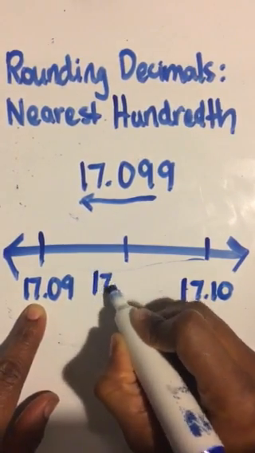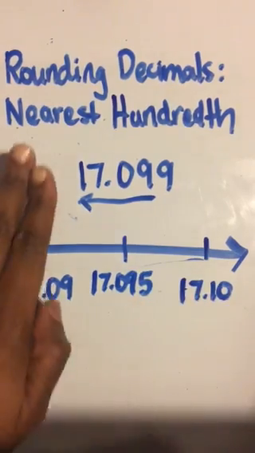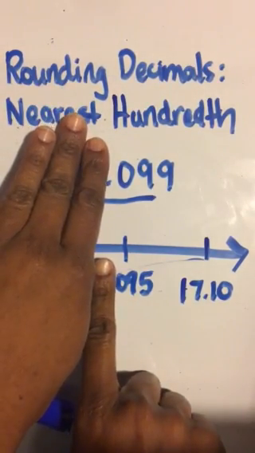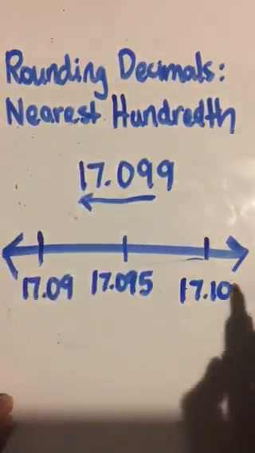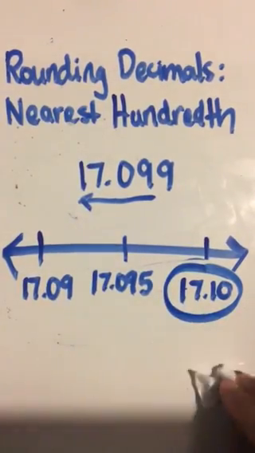Everything to the left gets left, and then I add a 5. And ignore, and it looks like 95 versus 99. 99 is greater, so we round to 17 and 10 hundredths.